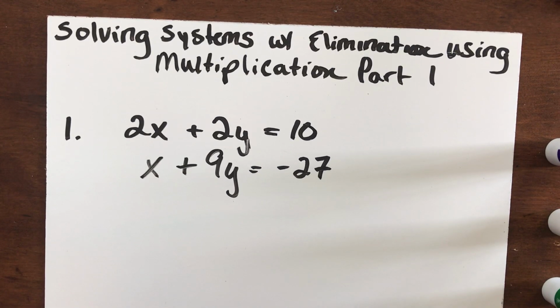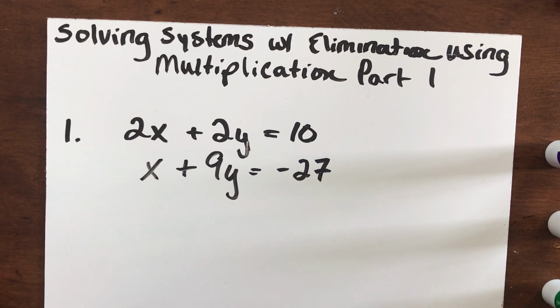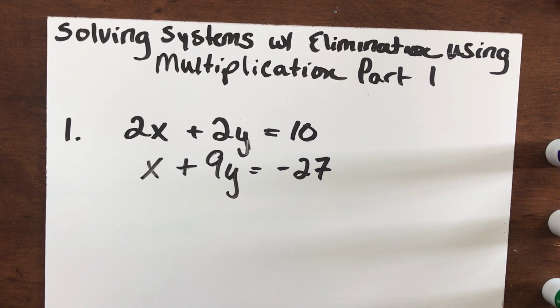Hey y'all. All right, now we're going to look at how to solve systems of equations when you don't have opposite coefficients and you don't have same coefficients. So we're going to have to do a little bit of rigging with this, like we did with the last one where we had to multiply by -1, but this time you're going to be multiplying by numbers other than -1.